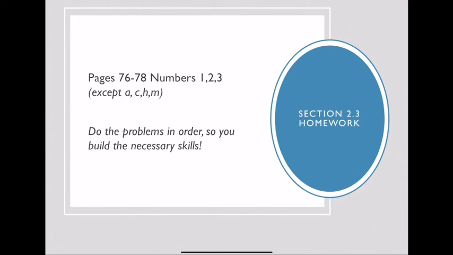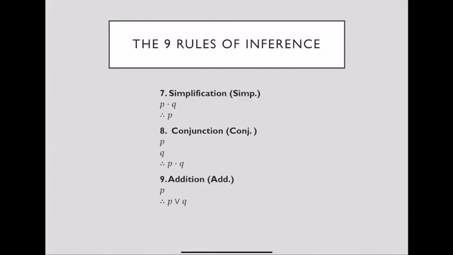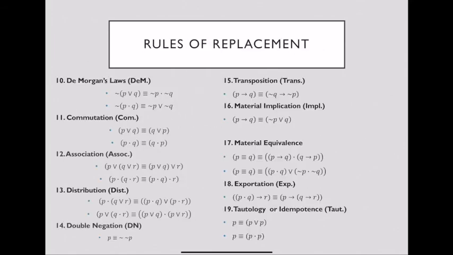So I would like you to do number 76 on page 76 and 78, numbers 1, 2, 3. Again, do them in order to build the necessary skills. Except for number 3, don't do A, C, H, or M because I use those as examples in the PowerPoint. I also want to put all the rules for you guys in one place. You can also find them in Appendix B on page 241. But here are all the rules together in one place because that's really helpful. And I'll be coming to you guys shortly with the videos for Chapter 3.